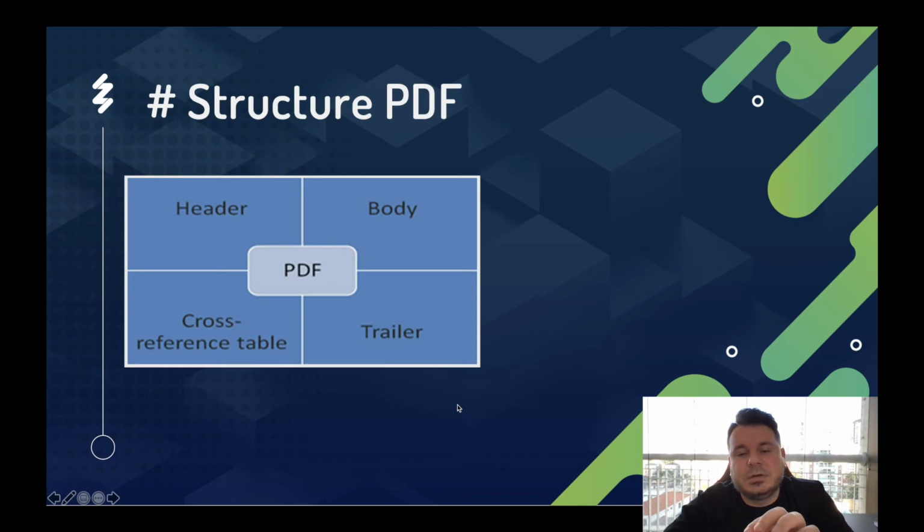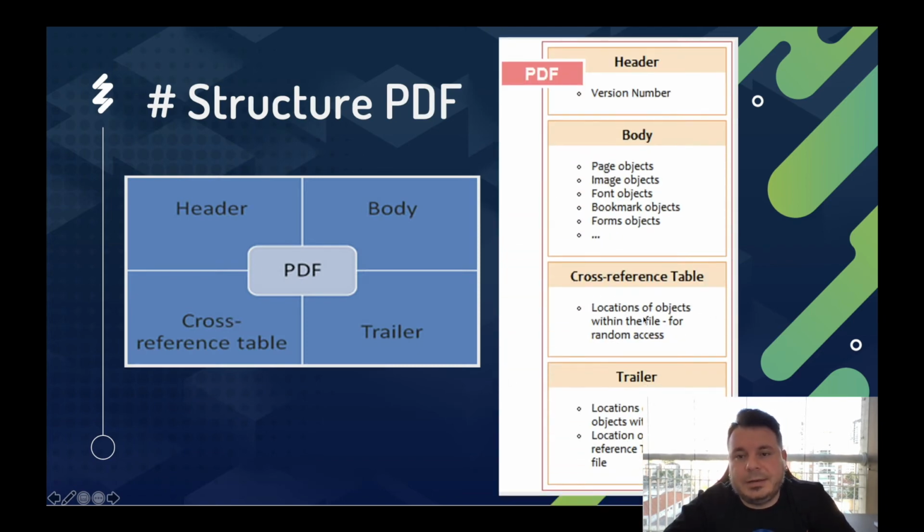So it means you can see it in this way. In the beginning, you can see the header. Usually, you can see the version number. You see the body with the pages, images, fonts, bookmarks and form objects, because a PDF is not a text file, but it's a text file with many colors or maybe good images. I'm joking, but you have interesting information here.